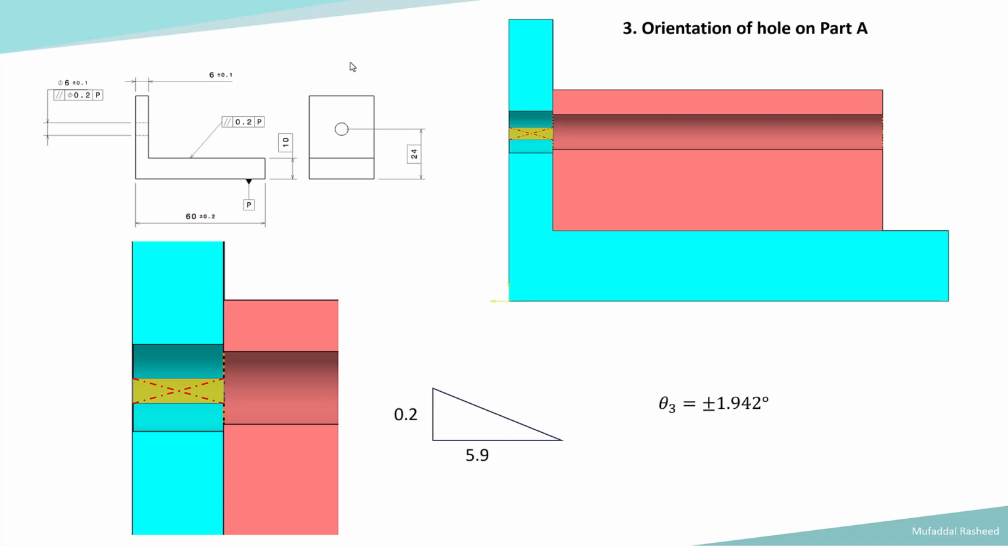Now for the short hole, which is the larger one, we can calculate the orientation deviation which will occur because of the control which has been applied in the drawing. So parallelism control has been applied with a tolerance zone of 0.2. Hence, using the same method, using the right angle triangle, 0.2 is this opposite. This adjacent is nothing but the smallest tolerance zone size, which is 6 plus or minus 0.1, which means that it is 5.9. So 5.9 is the smallest tolerance zone. 0.2 is opposite, 5.9 is adjacent. Theta 3 can be calculated using this, and the value of theta 3 comes up to plus or minus 1.942 degrees.